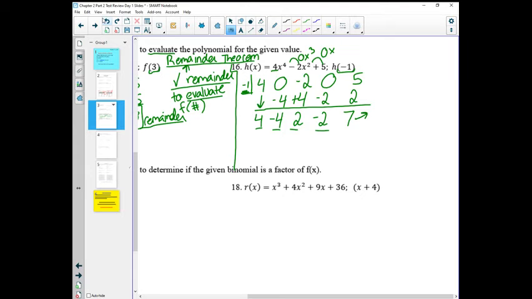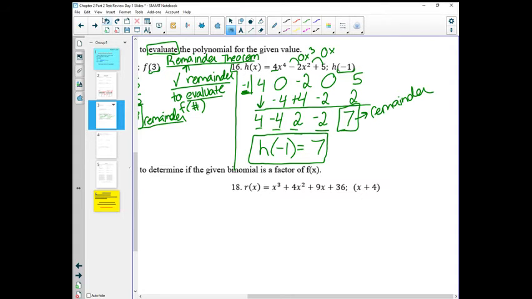The remainder here is +7. So by the remainder theorem, h of -1 is +7. So that's a little bit of review for you over the remainder theorem and how we can use it to evaluate polynomials.